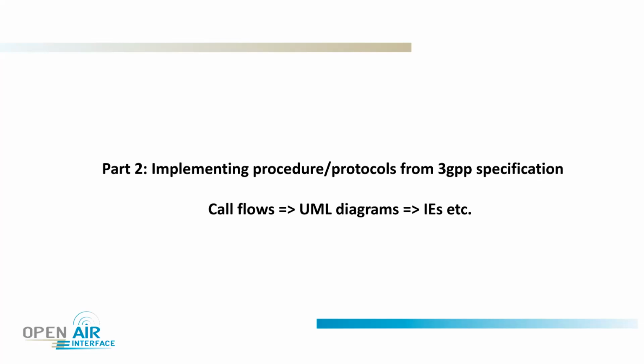In the second part, we will see how we can implement some of the procedures and protocols from 3GPP specifications. We can look at some call flows from the 3GPP specification. Then we can implement them by making UML diagrams, which is a well-known practice adopted during software development. And then we will see how we can start to encode or decode a basic fundamental block called an information element. We will go from a very global overview, and then one by one start to see some specific tasks.